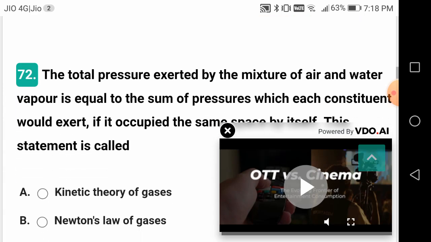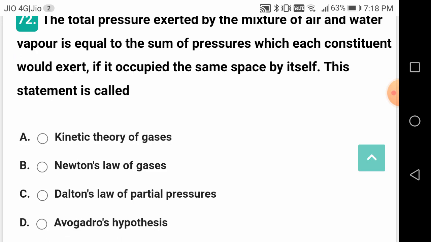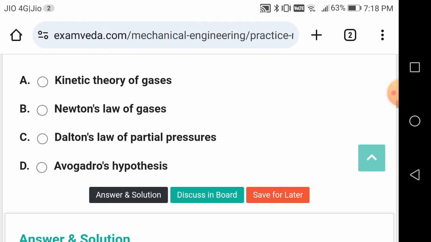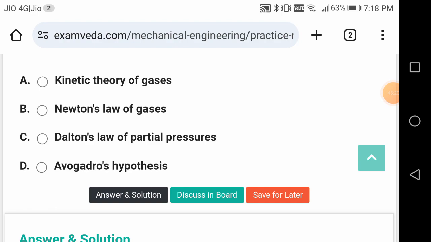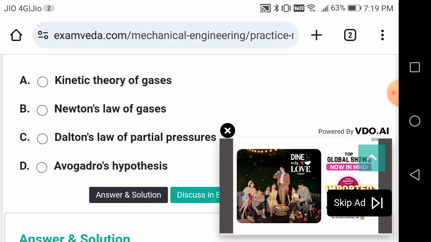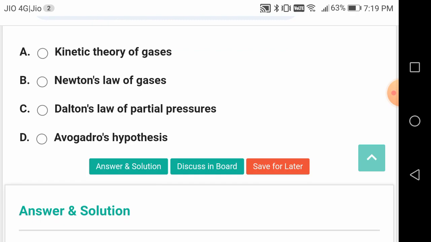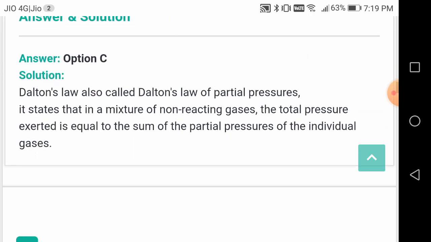The total pressure exerted by the mixture of air and vapor is equal to the sum of the pressures each constituent would exert if it occupied the same space by itself. This statement is called Dalton's law of partial pressures. This is a good question, friends. It is similar for volume also. There are partial volumes too. So V total is equal to V1 plus V2 plus V3 of the different gases, and similarly P total is equal to P1 plus P2 plus P3, of the different constituents of the mixture of gases. This is called Dalton's law of partial pressures. Partial volumes is given by some other name, friends. A scientist's name is given for partial volumes.